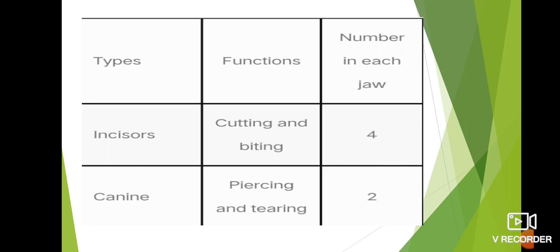Look at this table. Incisors. Its function is cutting and biting. Number in each jaw means how many teeth are present. There are four incisors present. Next type is canine. Its function is piercing and tearing. Number in each jaw is 2. Means 2 canines are present in each jaw.